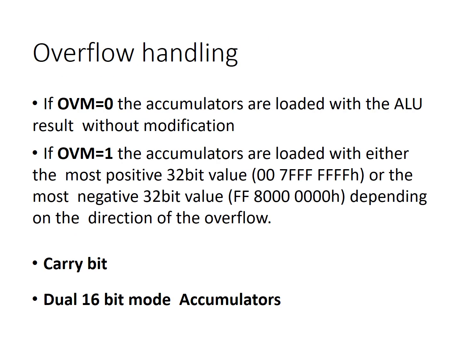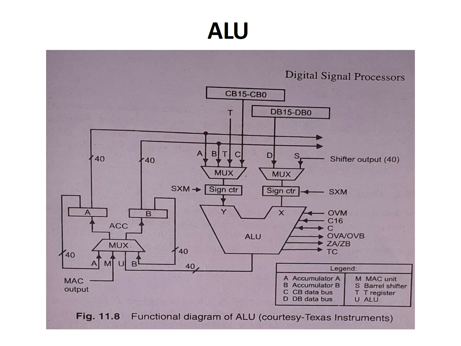So overflow handling: in overflow M equal to 0, the accumulators are loaded with the ALU result without modification. If overflow M is equal to 1, the accumulators are loaded with either the most positive 32-bit value or the most negative 32-bit value depending on the direction of the overflow, and carry bit. Dual 16-bit mode accumulators will be used in your diagram. So this is the ALU separate diagram.